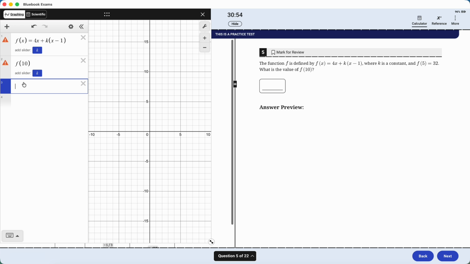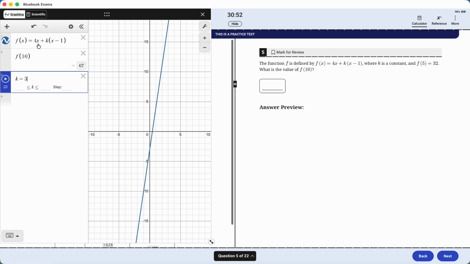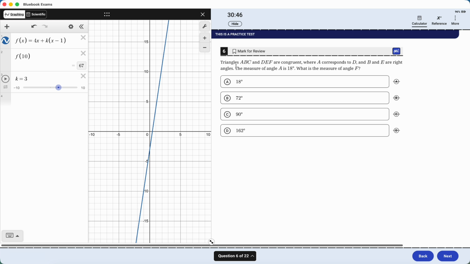Right now I know k is 3, and you see I just tell Desmos, yeah, k is 3, and then it'll just give me my answer finally because it knows what k is. 67. Next one, triangles A, B, C, and D, E, F are congruent, right?